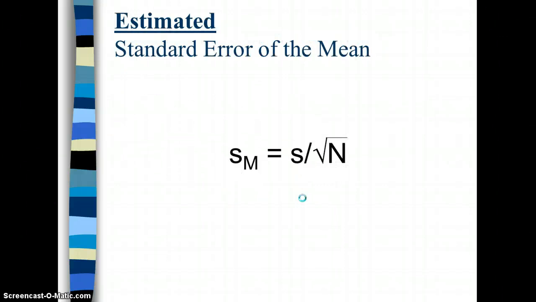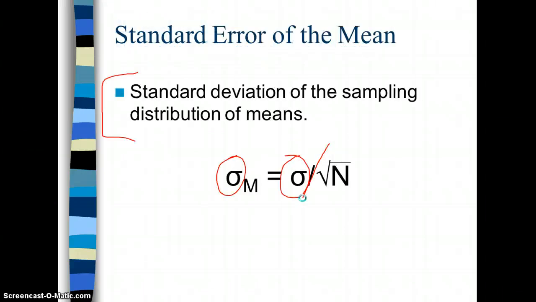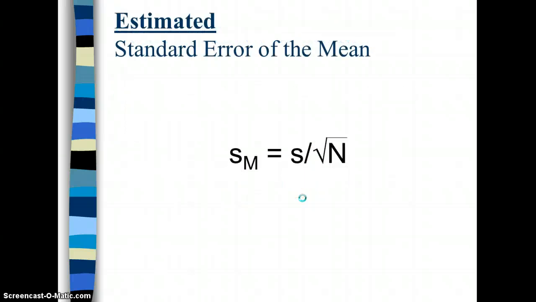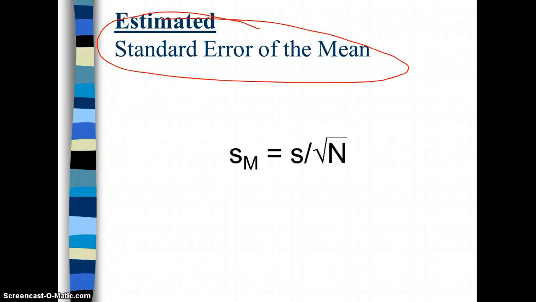Now, we rarely have all of these samples, an infinite number of samples that we can calculate for the population. So what we instead do is an estimated standard error of the mean, which is the same equation as before, except we've replaced this fancy Greek symbol with an S.